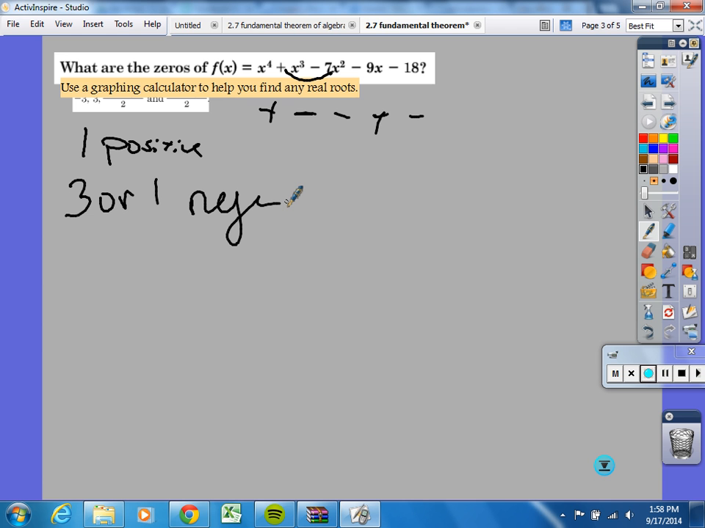How many do they always come in? 2. I already know I have 1, there's 3, so therefore how many negatives can I have? 1. So you're always going to drop down by 2 just in case there is a complex zero. Does that answer your question? Okay. Everybody good on that?